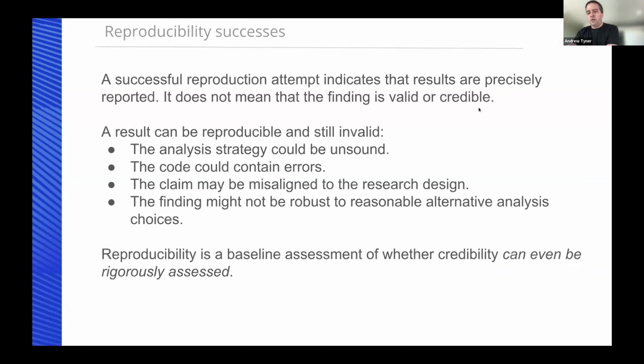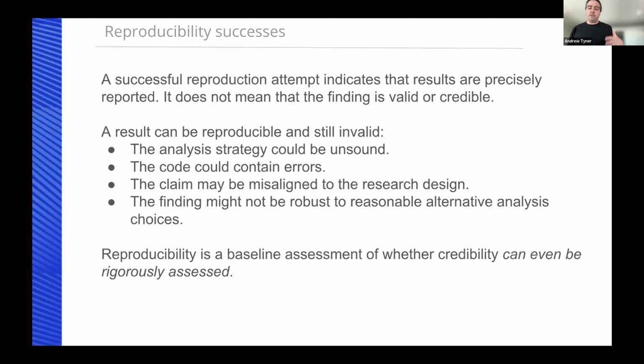Likewise, what does it mean if we can successfully reproduce the finding? Does that mean that it's automatically valid or credible? Well, no. All it means is that the results that are reported in the paper could be precisely recovered. But those findings still might be invalid or non-credible if it's the wrong analysis strategy, if the code has errors, as we heard from in previous presentations, if the claim is just misaligned to the research design, right? They're making causal inferences when it's not justified, or it's not robust to reasonable alternative specifications. So none of this is a direct indicator of credibility.